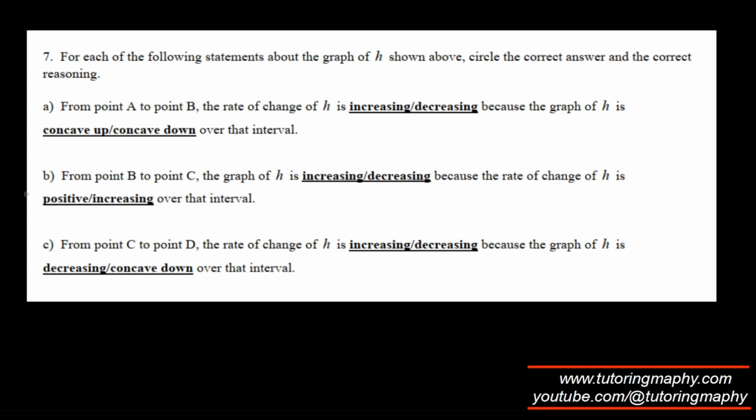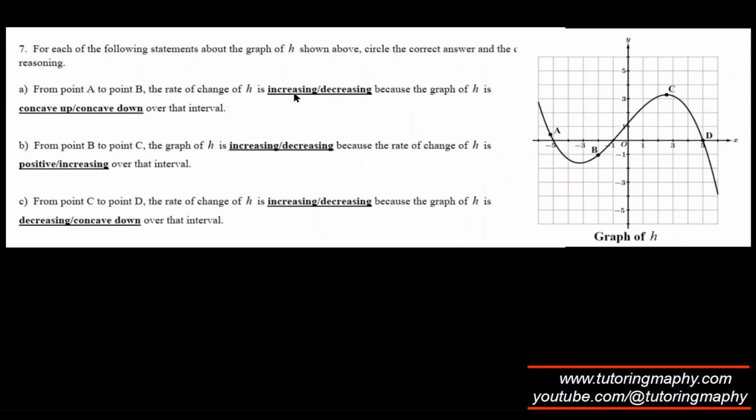Right, here they are talking about, for each of the following statements about the graph H shown above, circle the correct answer and the correct reasoning. From point A to B, the rate of change is increasing or decreasing because H is dash or dash in that interval. Obviously, the rate of change is increasing because it is a smiling face function, right? And a smiling face function is concave up. So it is increasing because it is concave up.